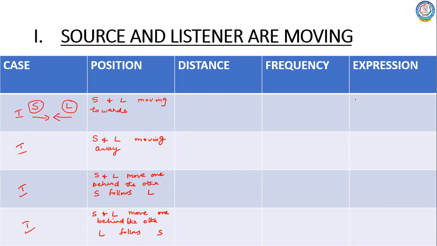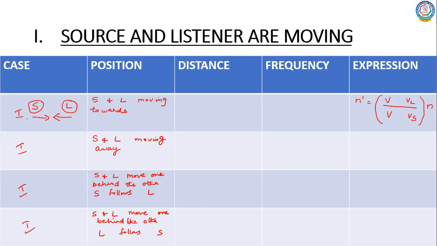So let me write the formula. N dash is equal to (V plus or minus VL) by (V plus or minus Vs) into the frequency of the sound. Now I need to put plus or minus depending upon the position. Look at the diagram once again. Whenever the arrow head is moving towards right, this value is to be taken as negative. And the arrow head moving towards left, this value should be taken as positive, children.